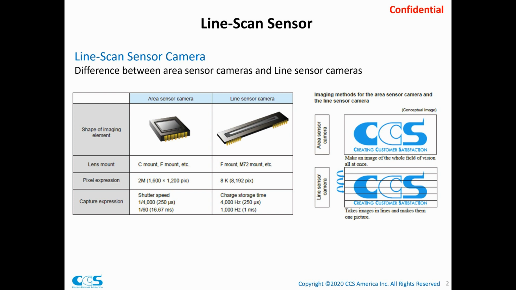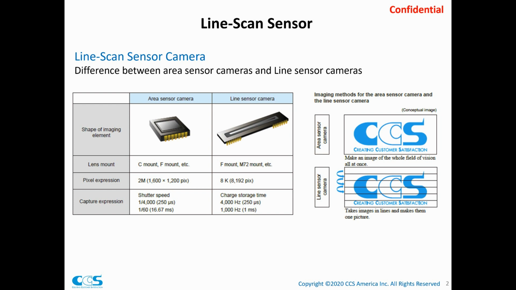An area scan sensor usually is smaller, so the lens mount for it is also some smaller mount, like a C mount and sometimes F mount. And line scan sensor usually is bigger, so the lens mount will also be some big one, like a F mount or M72 mount.